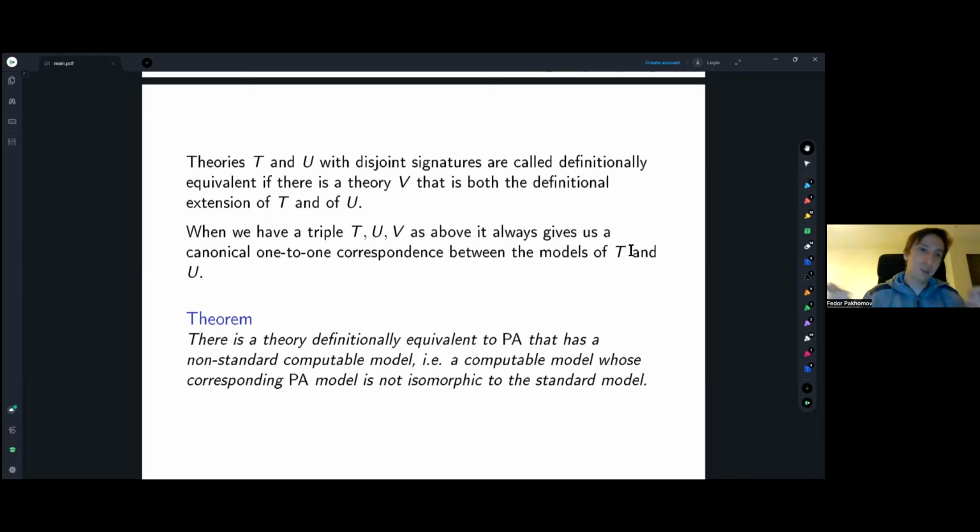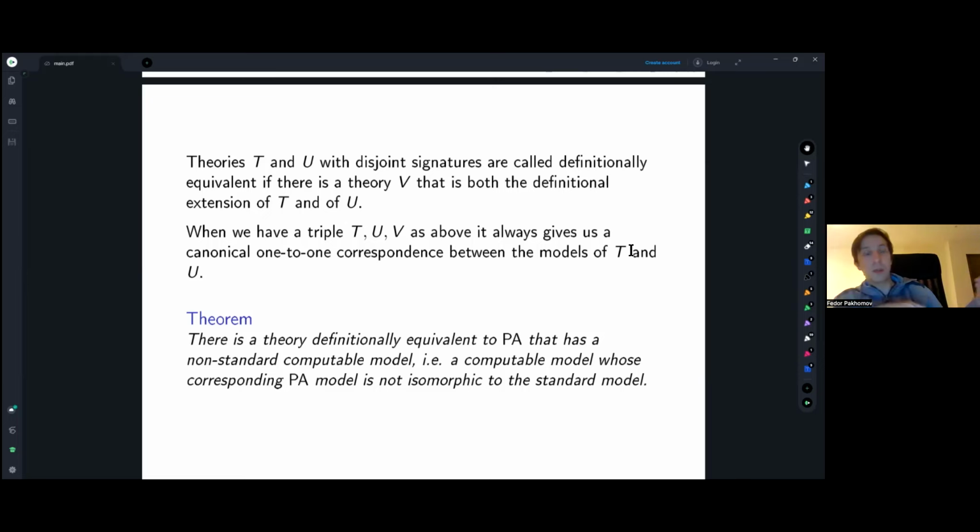So there is mutual interpretability. You could think about this on a model theoretic level. If theories T and U are mutually interpretable, then if we have a model of T, we could construct inside it a model of U, and vice versa. But it doesn't give you a one-to-one correspondence between models of T and U.